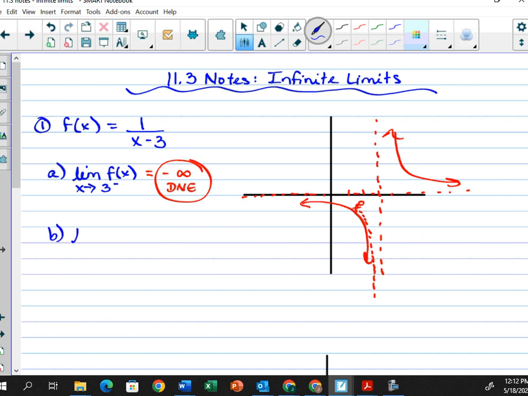Okay, let's try the limit of f of x as x approaches 3 from the right. Is infinity an actual number? You're looking at me like I'm speaking a foreign language right now. So 3 from the right. Here's your guy. Where's he going? Positive infinity. And what else would you tell me? There we go.